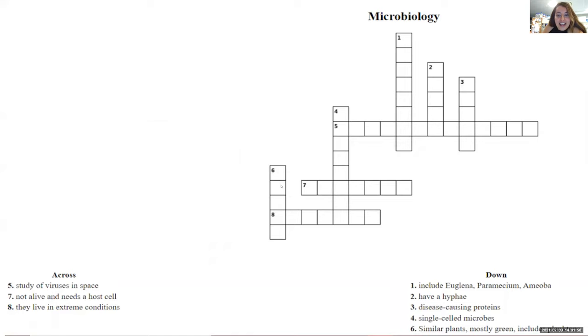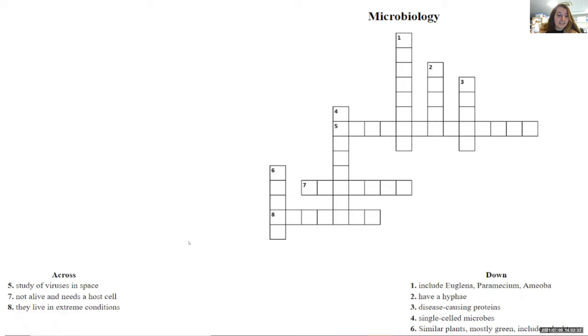And also let's go for the across ones. Five, study of viruses in space. What do you think about it? Astrovirology, yeah, you are right. And seventh one. They are not alive and they need a host cell. What are they? Viruses, yeah.